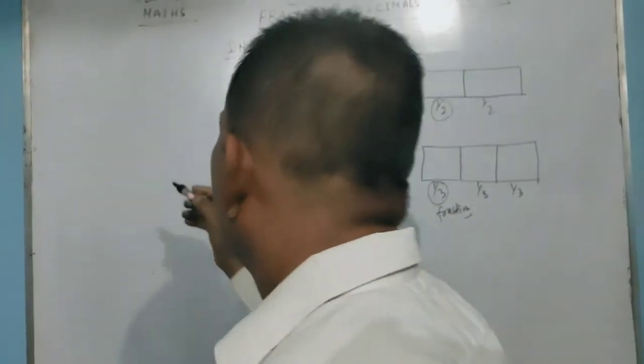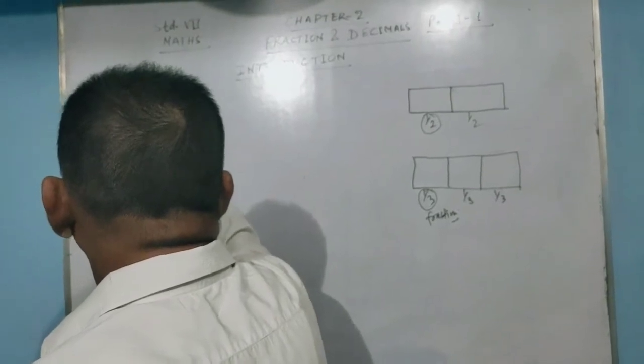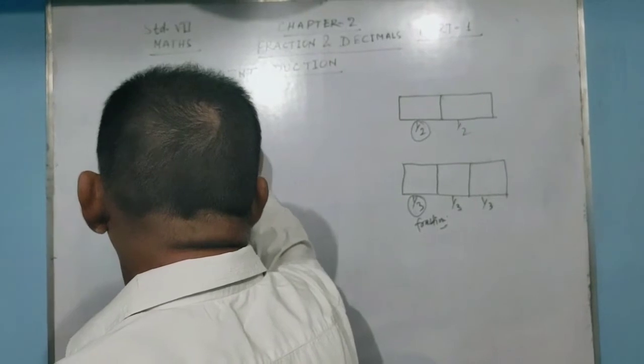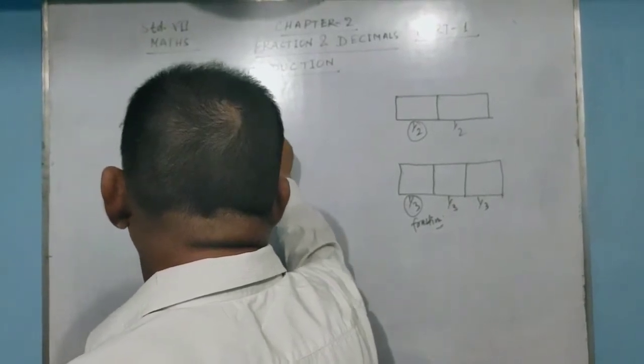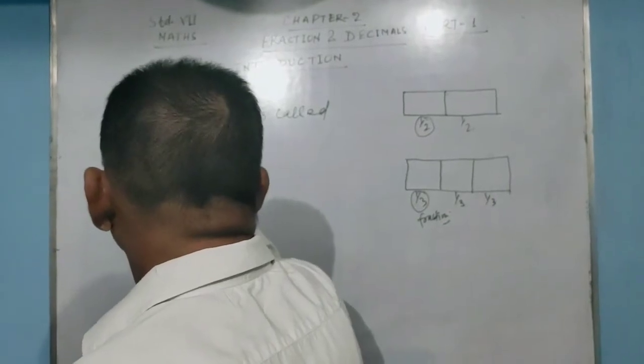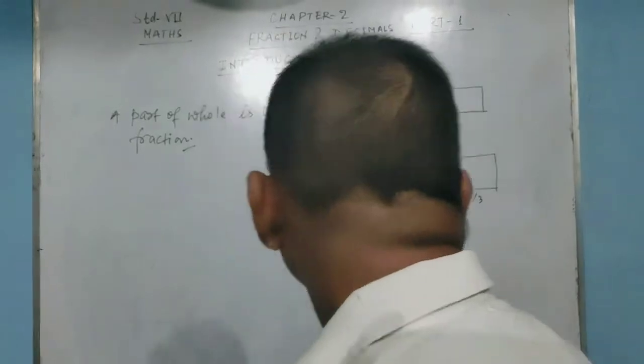So we can define it: a part of a whole is called a fraction. Okay?